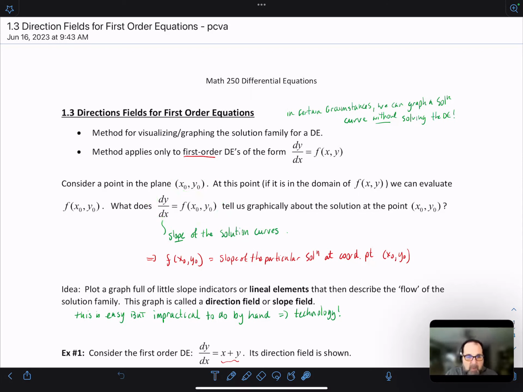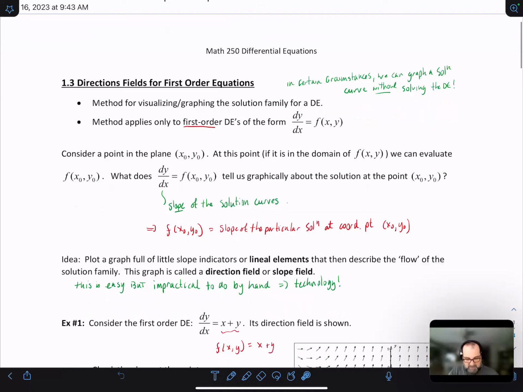And again, from Calc 1, we know dy dx is the tangent slope to the curve y. So by evaluating f of x0, y0, we are essentially getting an idea of the tangent slope of a solution curve that passes through the point x0, y0. So that is a fairly logical thing to do here, not too difficult, conceptually just taking some Calc 1 knowledge.